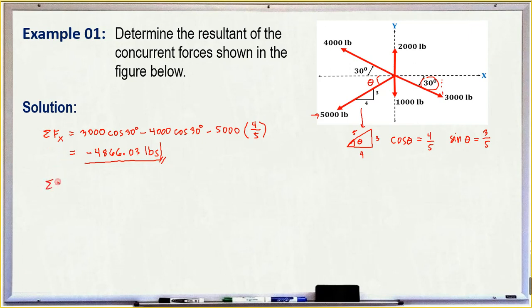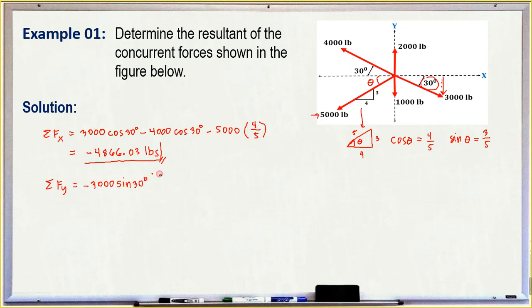Next, we have the summation of forces along y. Let's start with the 300 pounds, of course. This is its component along the y-axis, this part. And that is pointing downwards. Since it is pointing downwards, it is negative. So we have negative 300, but this time it is sine, right?